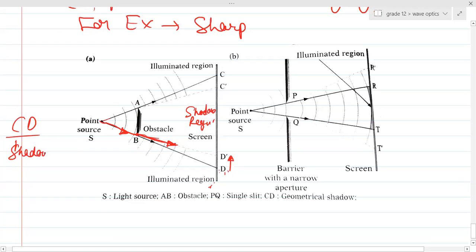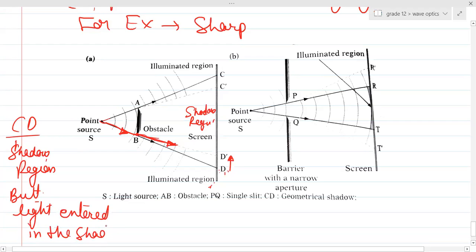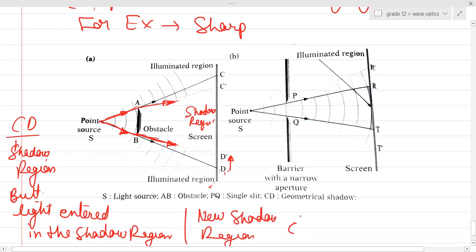The shadow region was there, but light entered in the shadow region. Can you see, guys? Here also the light entered into the shadow region. So can you see the light bent from its usual path? Yes or no? Now what is the new shadow region? The new shadow region is C dash D dash.